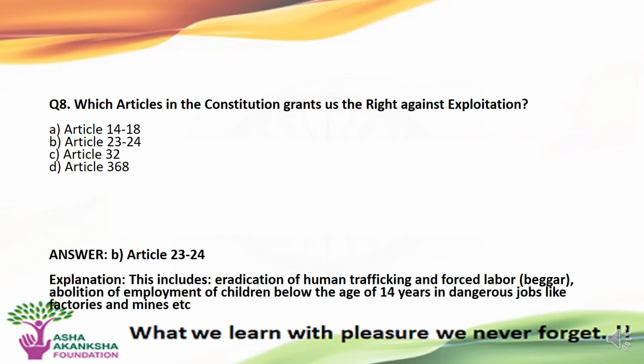Now let's move on to the next question. Which articles in the Constitution grant us the right against exploitation? Options are A. Article 14 to 18, B. Article 23 and 24, C. Article 32, D. Article 368. The correct answer to this question is B, Article 23 and 24.